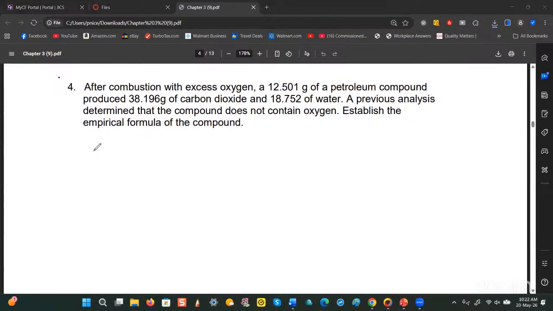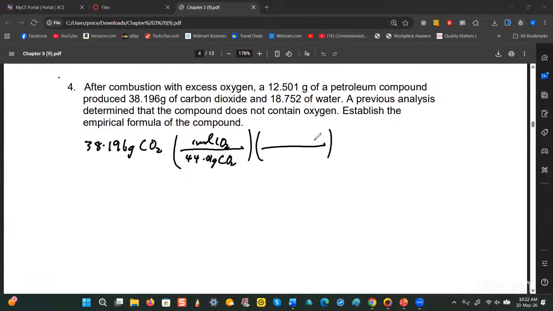Basically, again, we start off with the mass of each of carbon dioxide and water respectively. Let me start off with the carbon dioxide first. 38.196 grams of CO2. And what we do is convert that to moles like we did before. 1 mole of CO2 down here would be 44.01 grams of CO2. And then the next conversion factor is to convert from moles of carbon dioxide to moles of carbon. So 1 mole of CO2 to 1 mole of carbon.